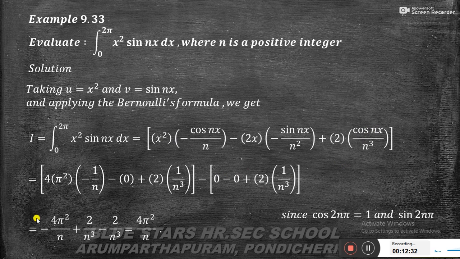So in the next step I write it: 4 pi square into minus 1 means minus 4 pi square by n, next plus 2 by n cube. Next I multiply the minus sign into the last term, so minus 2 by n cube. So plus 2 by n cube and minus 2 by n cube cancel, leaving minus 4 pi square by n. This is the answer for the given integral, that is, minus 4 pi square by n.